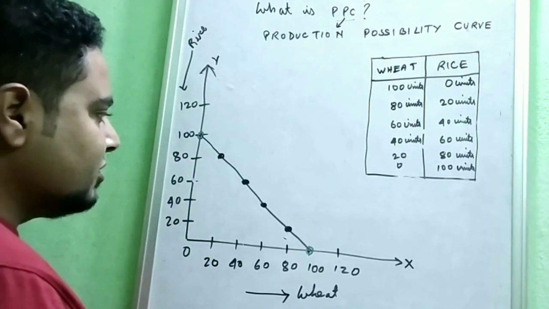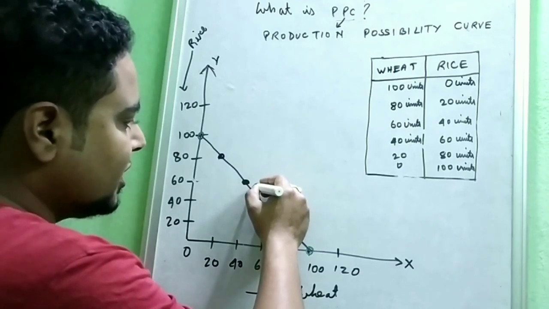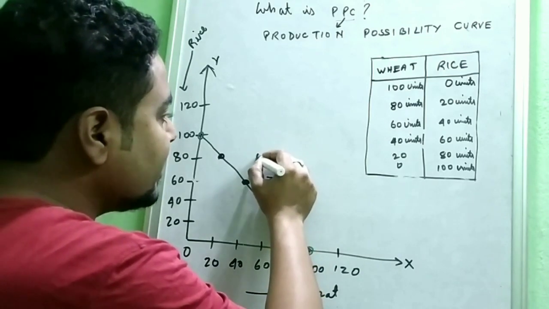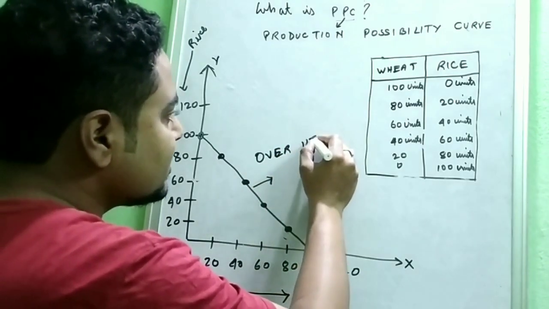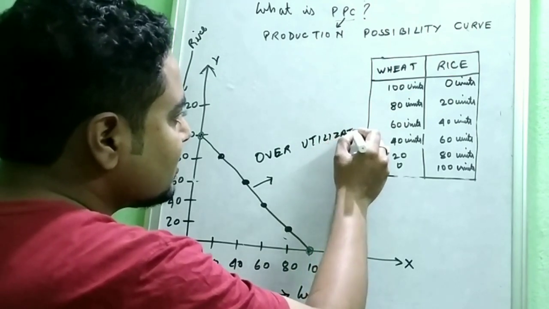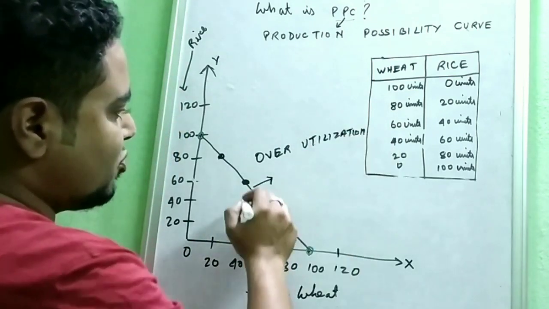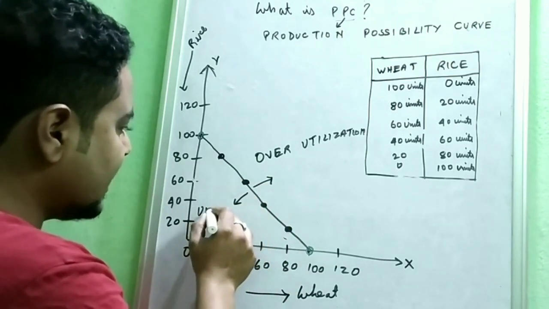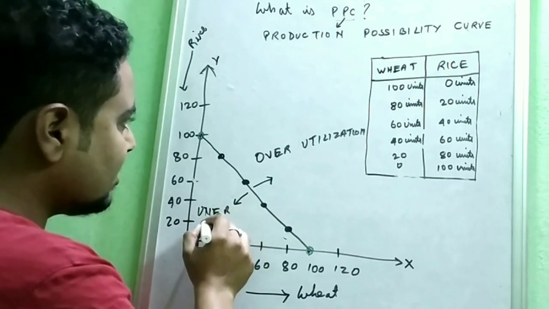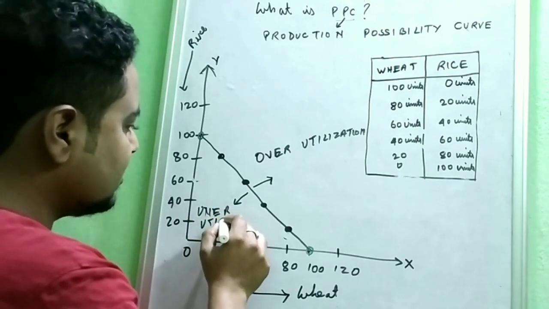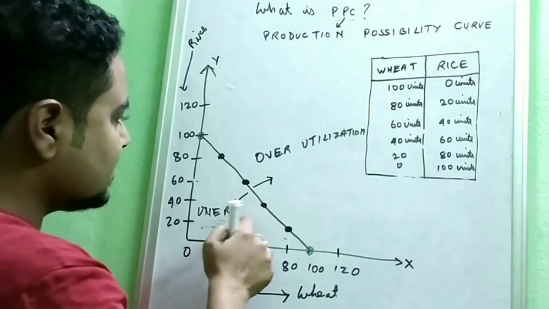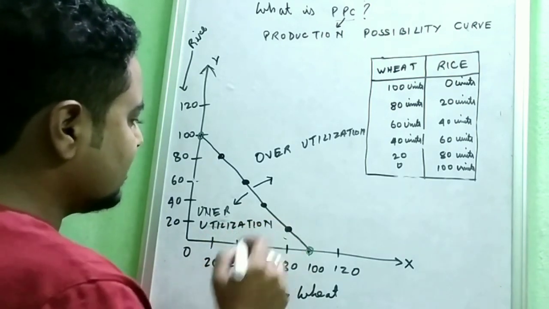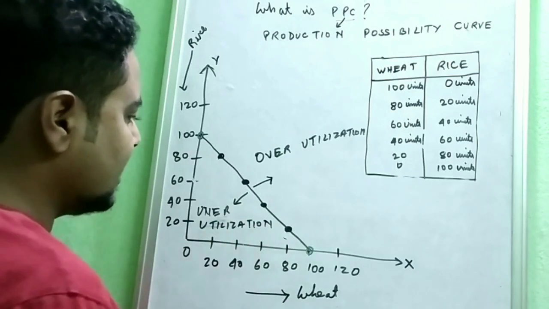And one more very important thing which you need to understand: if any production is going beyond this point, at that time we are doing overutilization of our resources. Overutilization beyond this point. And if we are coming less than this point, then we are having underutilization of our resources. As there is very little space, I will write very small, just try to figure it out. Underutilization of resources.